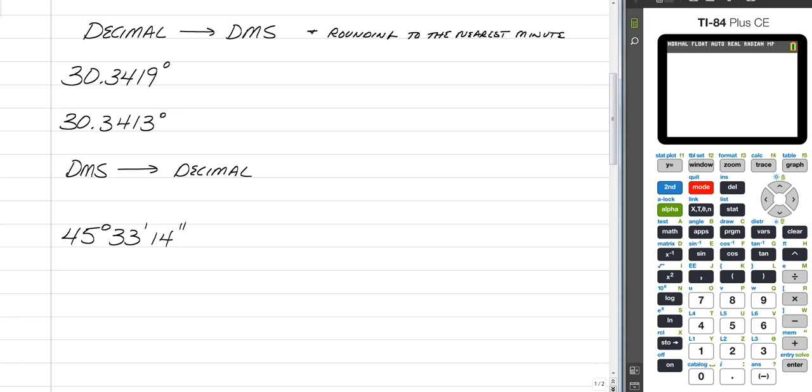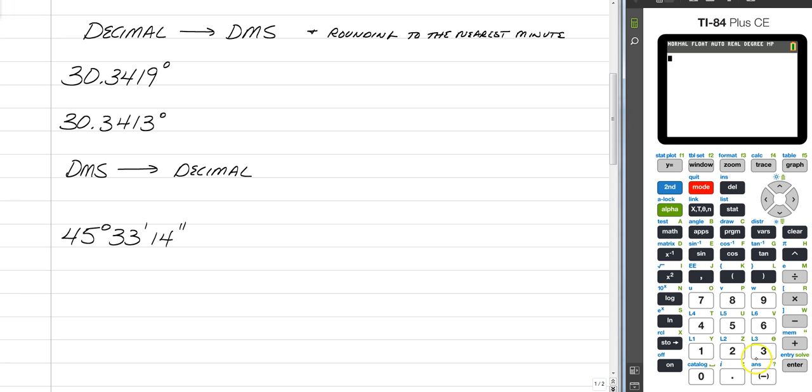So 30 degrees, 0.3419. First of all, click the mode button. Your calculator must be in degrees to work with a lot of this trigonometry stuff, so just highlight degree, click enter, and then you can just press second quit, and you're back to normal. So how do you use your calculator to change a decimal into degrees, minutes, and seconds?